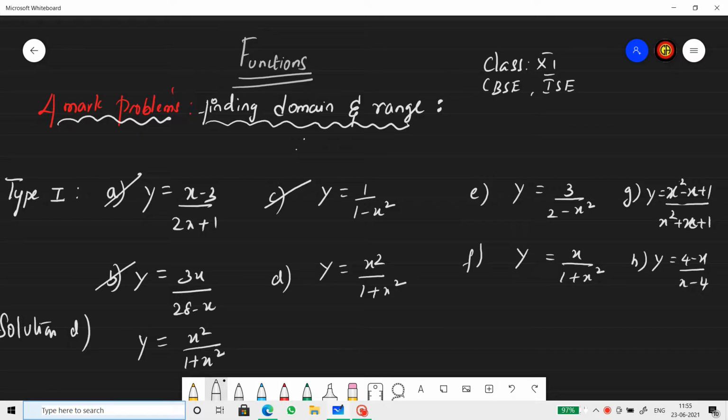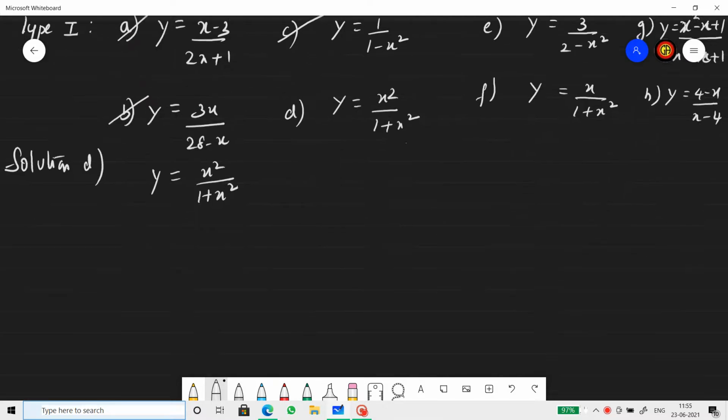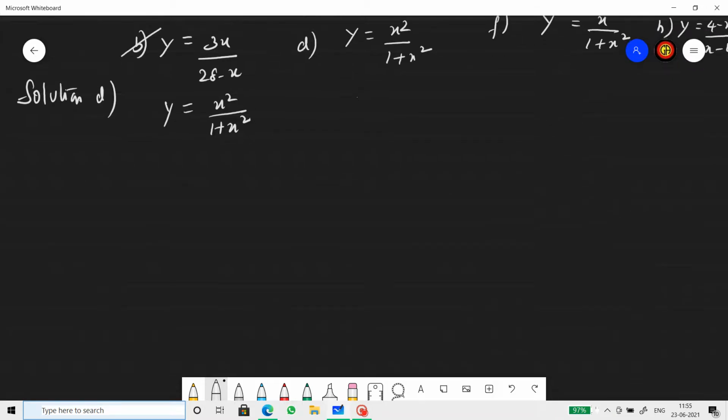Today I'm going to explain to you question D of finding range and domain of functions. So I'm going to start from question D. In the previous part 1 video you can find the solution of questions A, B, C. So D is y equals x square by 1 plus x square. We need to find the domain and range of this.